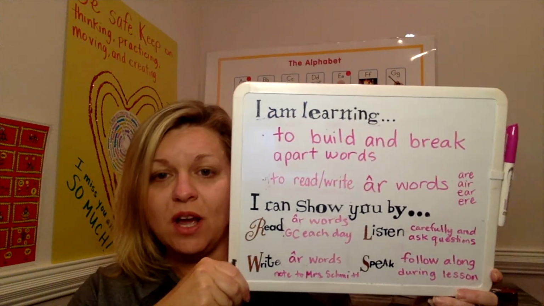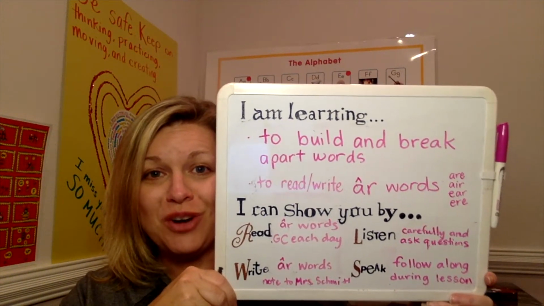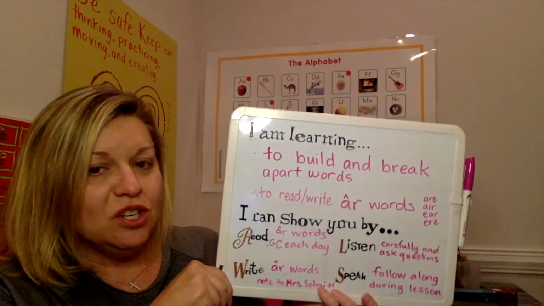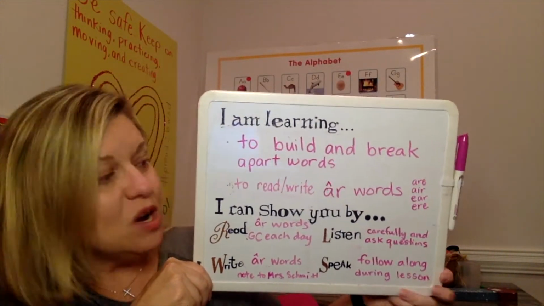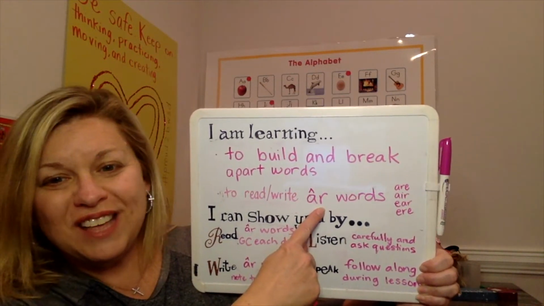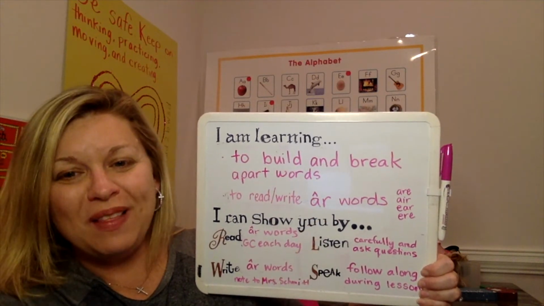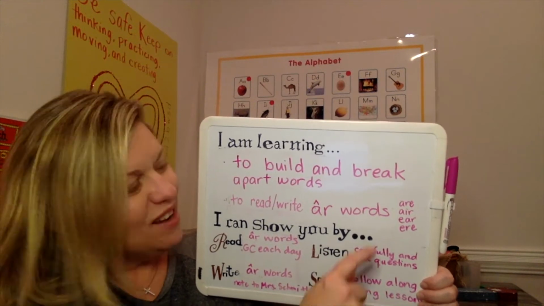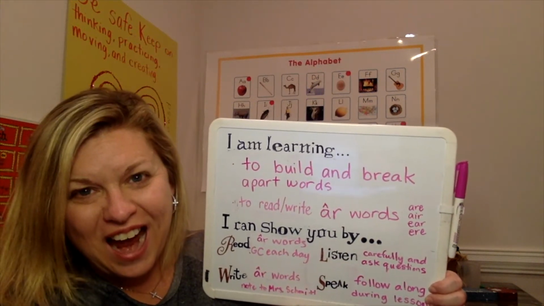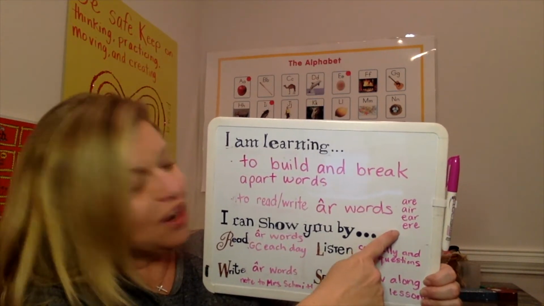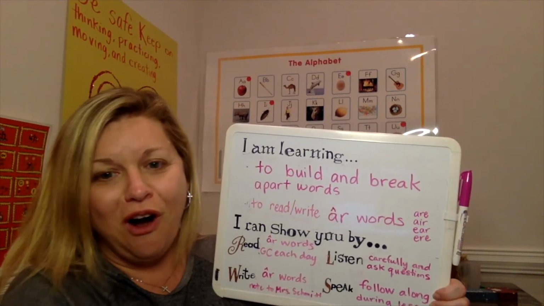So let's go ahead and take a look at our objective board so that we know what we're shooting for as our goal for intervention time this week. Boys and girls, we are learning to build and break apart words. We're going to be focusing on learning air words this week. And there are 4 spellings for those air words. Look, air can be spelled A-R-E. Air can be spelled A-I-R. Air can be spelled E-A-R. And air can be spelled E-R-E. And we're going to go through all of those.